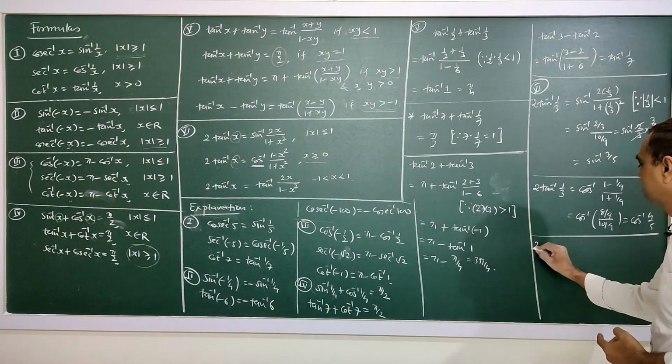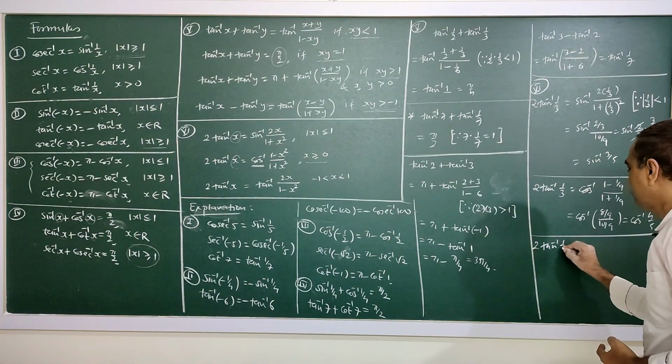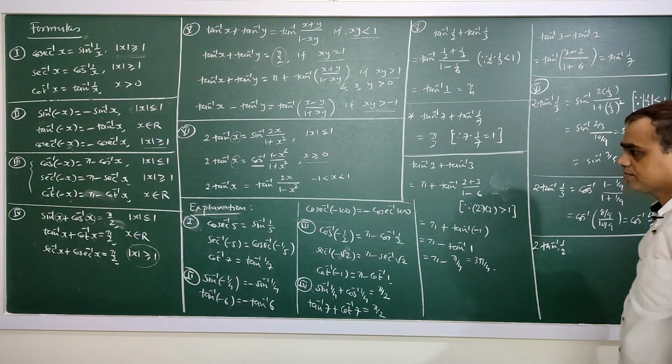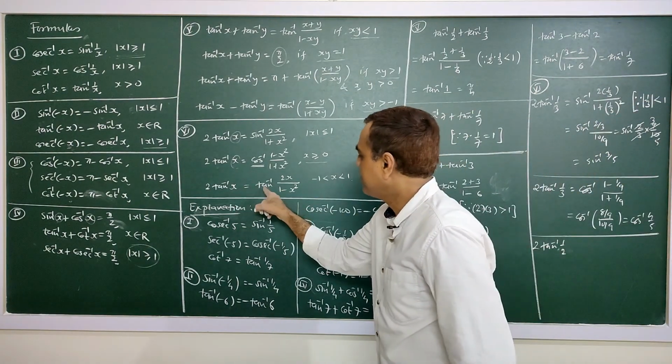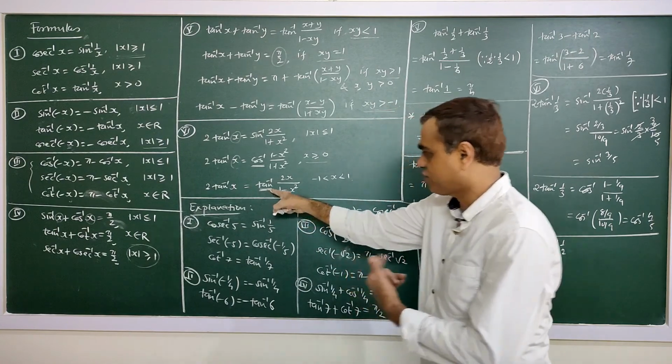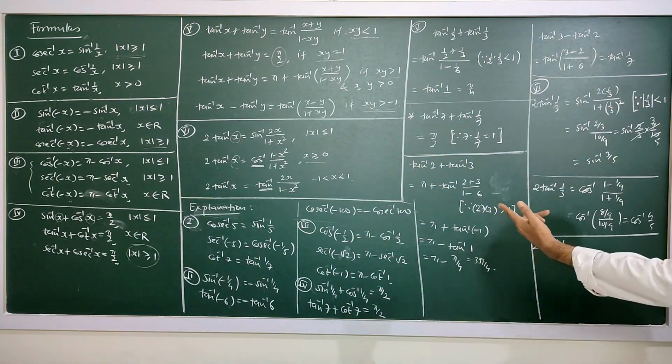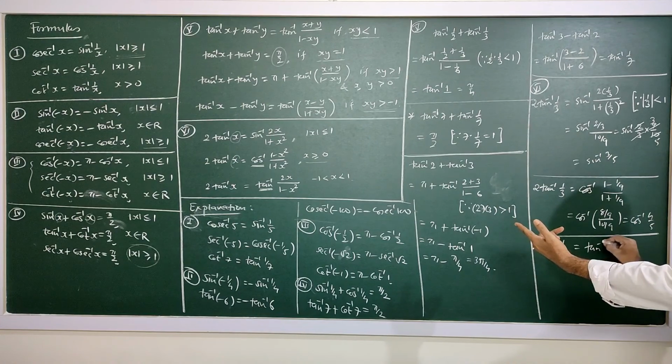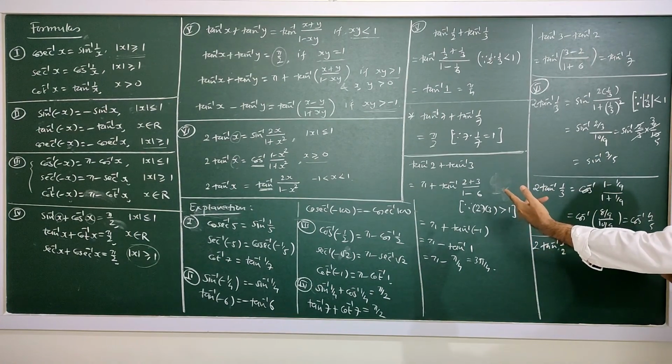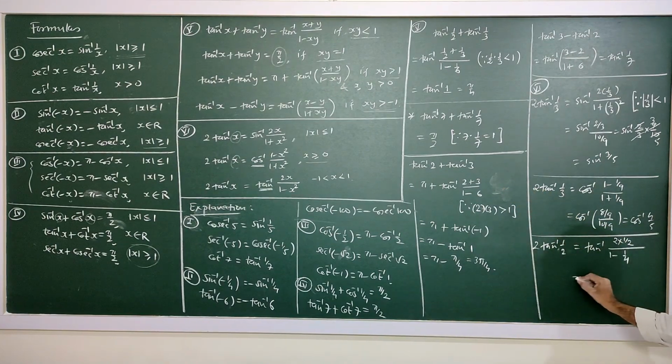Two times tan inverse, suppose 1/2. Now if you want the value in terms of tan inverse, then use this formula. 2 times tan inverse 1/2 is tan inverse of (2 into 1/2) upon (1 minus 1/2 square). So that is tan inverse of 1 upon (4 minus 1)/4, which is 3/4. So tan inverse 4/3. So that is the application of these formulas.